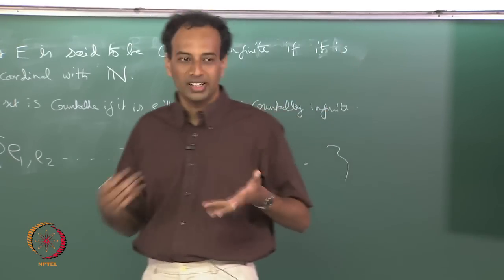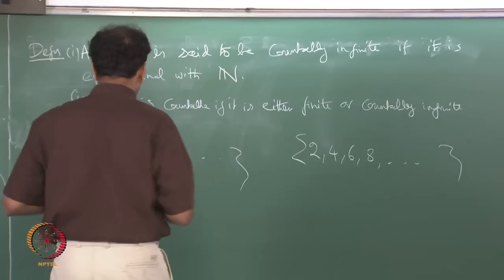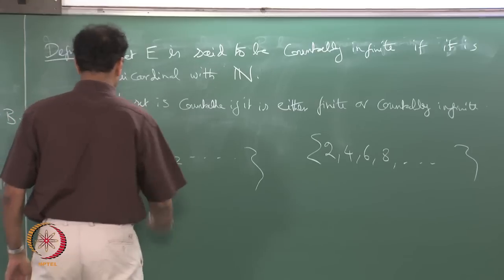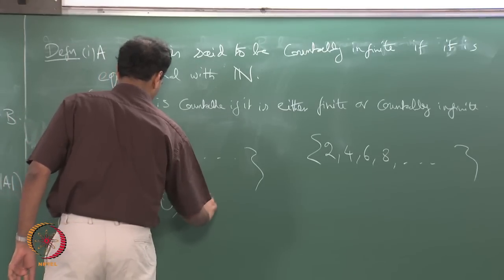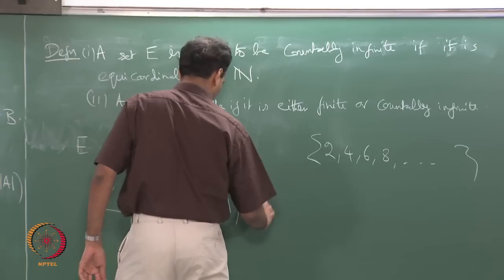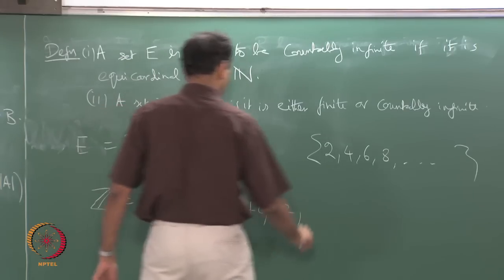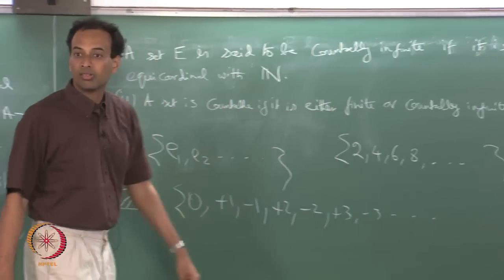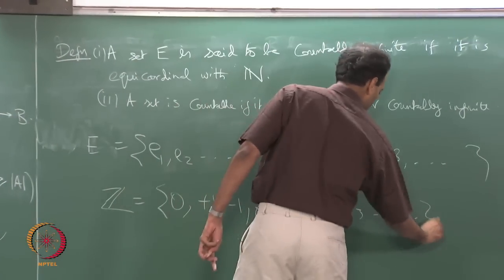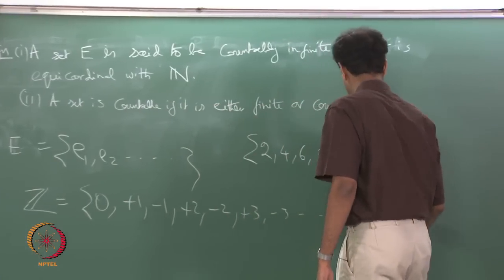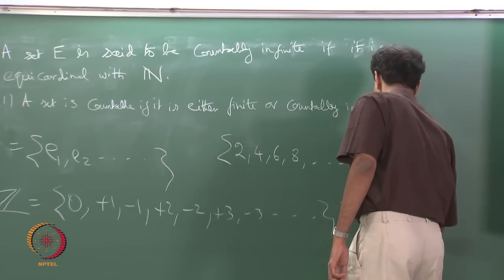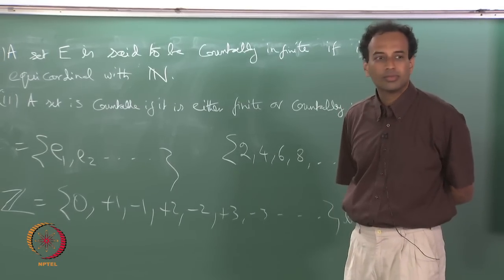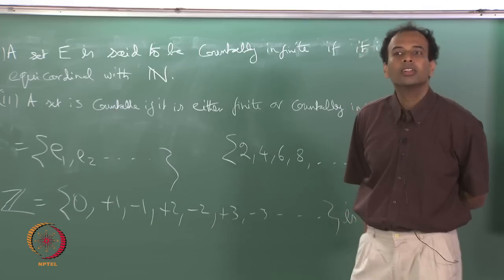Okay, so if you take the set of all integers, for example, let us say Z, which is 0, plus 1, minus 1, plus 2, minus 2, plus 3, minus 3 and so on. This is also countable. It is a countably infinite set.